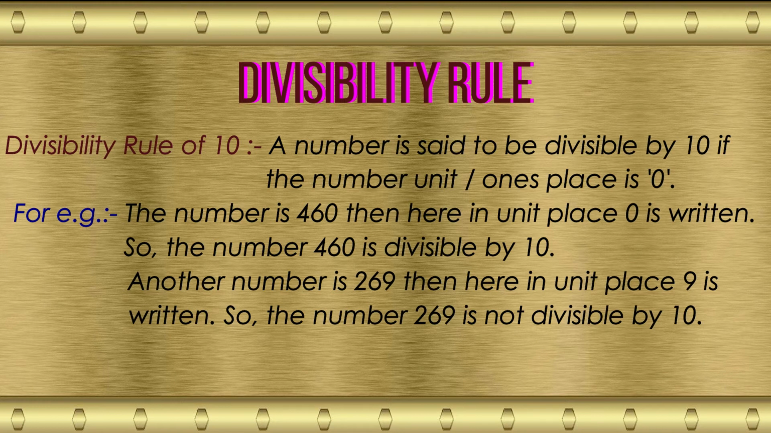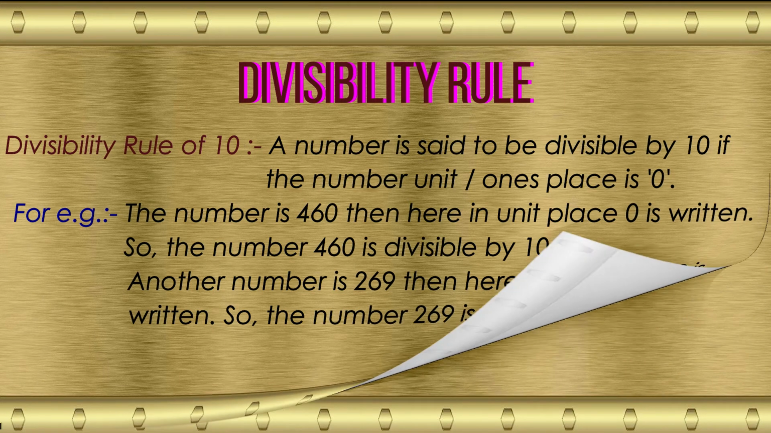For example, suppose you are given the number 460. Here the unit place is what? Written 0. Then the number 460 is divisible by 10. Suppose another number given to you is 269. Here the unit place is what? 9. So the number 269 is not divisible by 10.